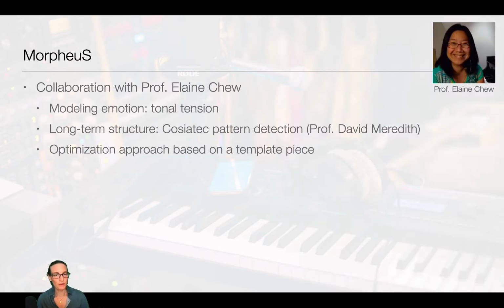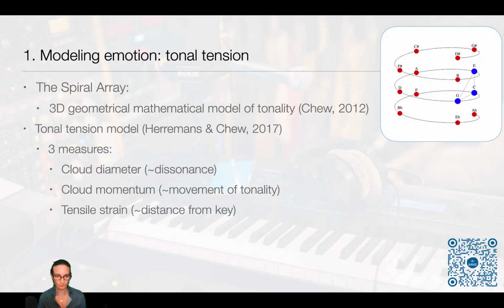When I was at Queen Mary doing my postdoc with Prof. Elaine Chew, we worked on this problem and we created the Morpheus system, which is meant to tackle these two challenges. So we modeled emotion using a concept called tonal tension, and we measured long-term structure using a pattern detection algorithm. We put both of these things together in an optimization approach. Let me go over these different points one by one.